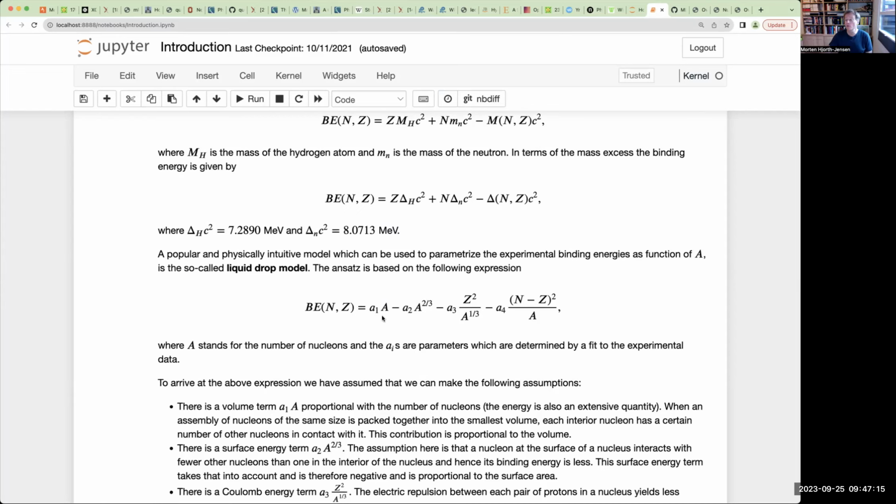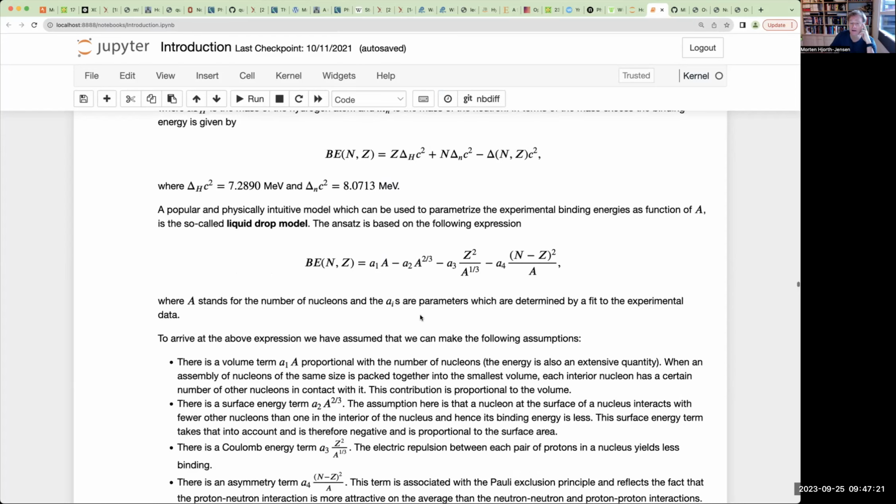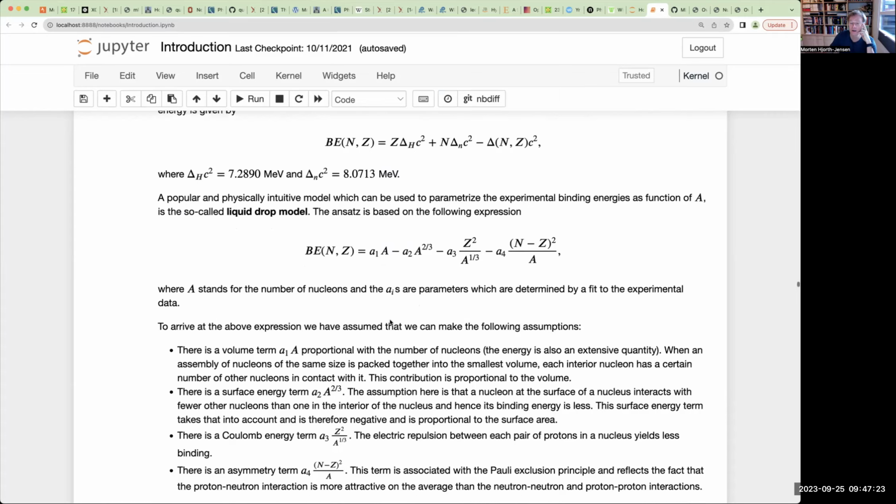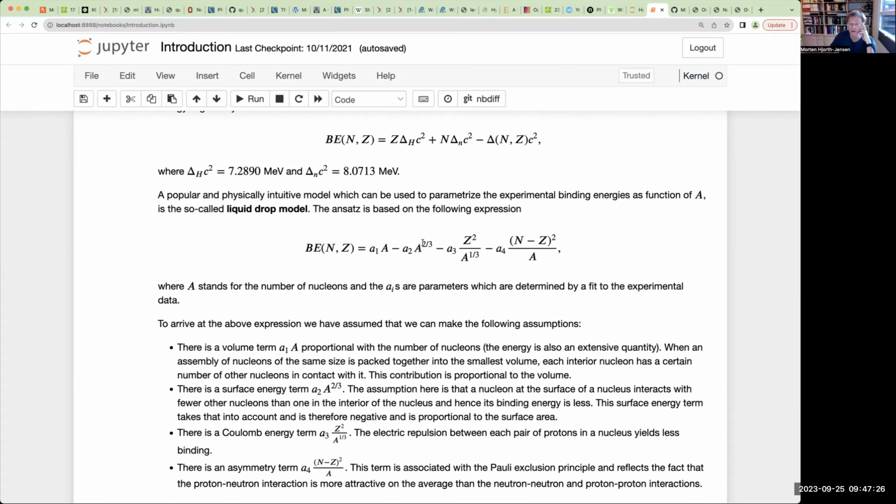And we are going to fit a polynomial with an A1 parameter. We have an A2 parameter, which follows, so one is the volume term, and then we have the typical surface term. The next one is a typical Coulomb term, which goes like A to the minus 1/3. A is the number of nucleons. And then we have the asymmetry term.